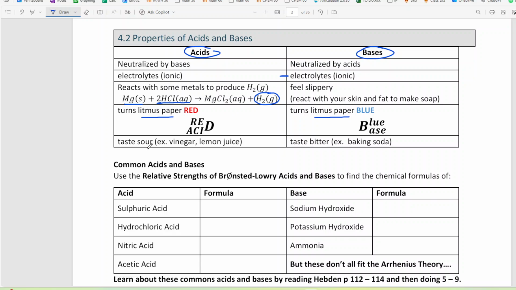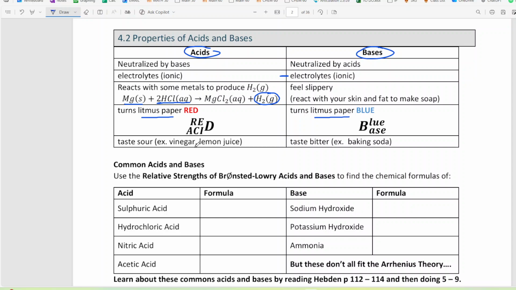Acids, if you were to taste them, which the only acids I would taste are like vinegar and lemon juice, taste sour, whereas a base tastes bitter. Now, you're not going to be tested on any of those properties, but they are some things that are good to know when you're leaving a course and needing to have a basic understanding of chemistry.